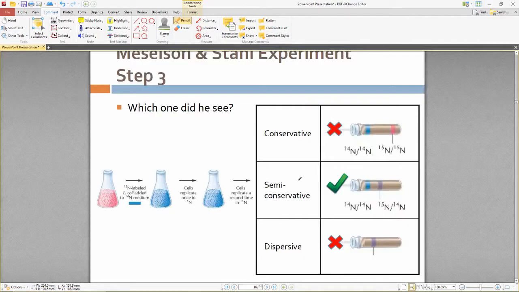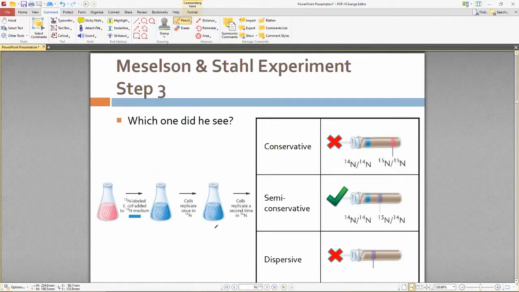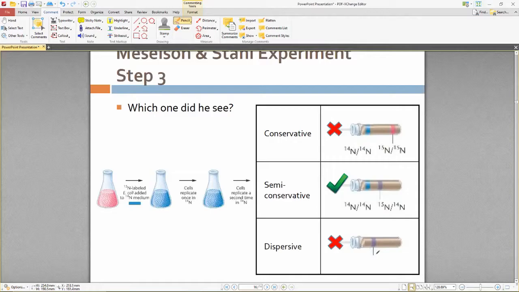After a second round of replication, the dispersive model still only has 1 band. And the conservative model, which also has 2 bands, is ruled out because we know from the first step of replication that it can't be the conservative model. So only the semi-conservative model survives, or is correct, after 2 steps of replication. So that's how they determined that DNA replication follows a semi-conservative model.